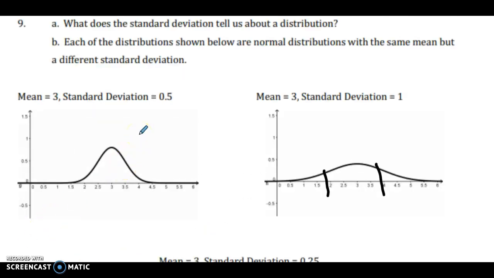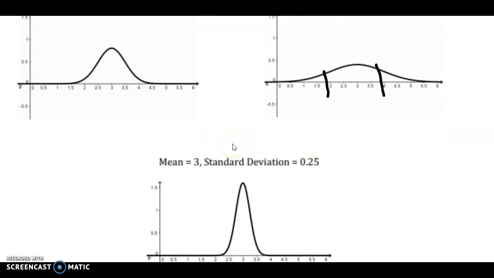Okay, let's look at these. Notice here that these three graphs have the same mean. Mean is 3, mean is 3, mean is 3. Standard deviation is 0.5, 1, and 0.25. Talk with your neighbor about why do these curves look so different. I'm going to give you 30 seconds. Go.